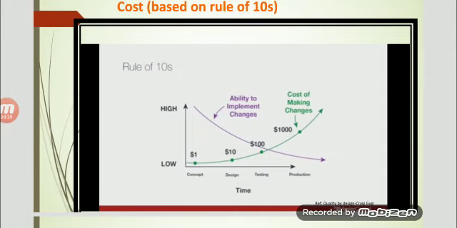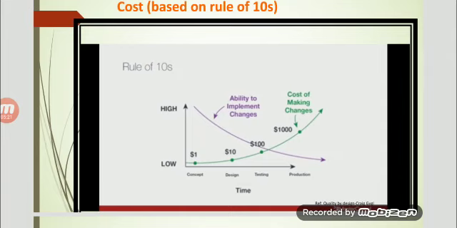Here we are trying to show that if a change is implemented or incorporated at a conceptual level, then the cost of making a change will be just $1. It doesn't necessarily mean that it is going to be exactly $1. It is a symbolic representation. The same change, if made at the design stage, will be $10. If we make the same change at the testing level, it is going to be $100. And if you do it at the production stage, it is going to be $1,000.